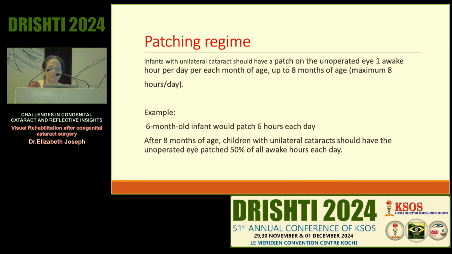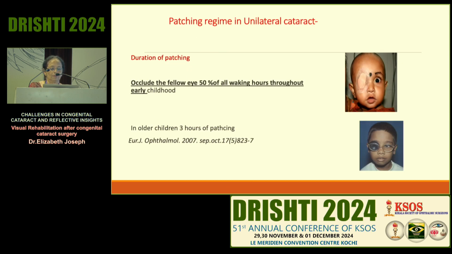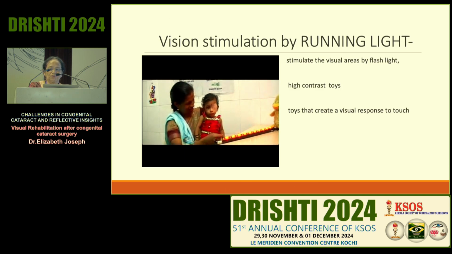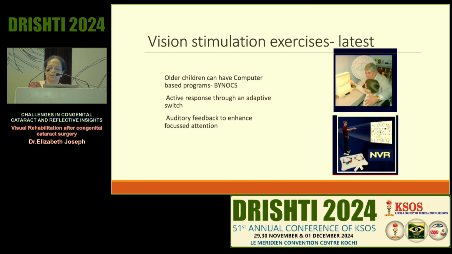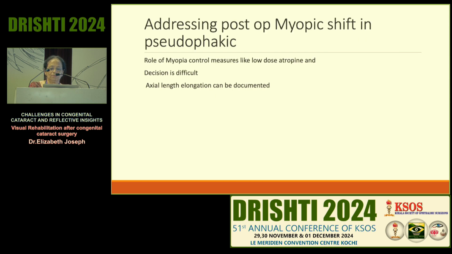One has to be very careful about this. The patching regime in congenital cataract is more strict, stringent and more prolonged than in strabismus. Occlude the fellow eye at least 50% of the waking time. This is the recommendation published in the European Journal of Ophthalmology 2007. After occlusion, you can have some stimulation with a flashlight like this, and in older children you can resort to other forms of vision stimulation exercises including binocs.